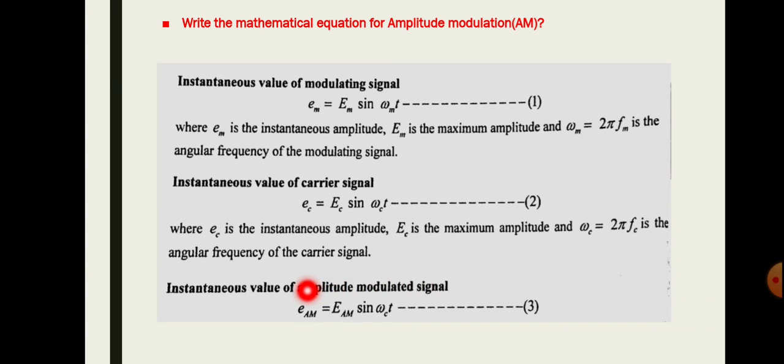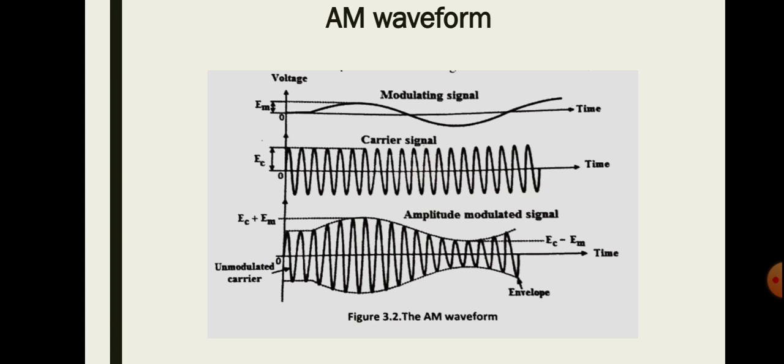we can write it as eAM will be the instantaneous value. So it will be equal to, there will be a peak amplitude for that signal. So its peak amplitude is capital EAM, that is represented here. And we know that from this figure, you can see that its frequency is the carrier frequency, right? fC is the frequency of this carrier signal. This signal also has a similar frequency like this carrier signal, right?